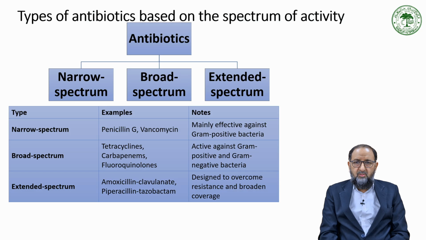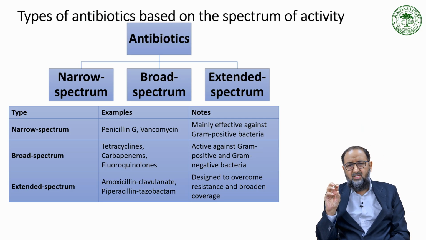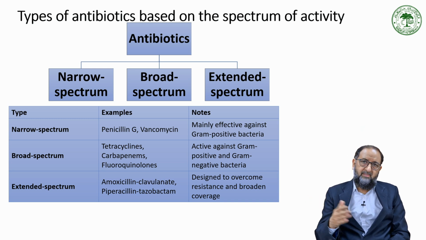Now, the types of antibiotics based on the spectrum of activity. What the spectrum of activity is, is again important. Antibiotics may have a broad spectrum, a narrow spectrum, or an extended spectrum. So there are three classes of antibiotics. Narrow spectrum antibiotics, like penicillin G and vancomycin, are very specifically effective against gram-positive bacteria. The broader spectrum group includes tetracycline, carbapenems, and fluoroquinolones. There is a list of antibiotics under these groups, and they are active on both gram-positive as well as gram-negative bacteria, so they broadly cover the range of bacteria.